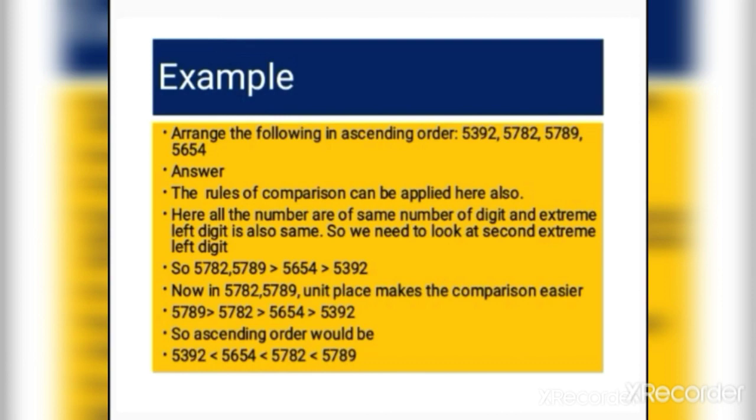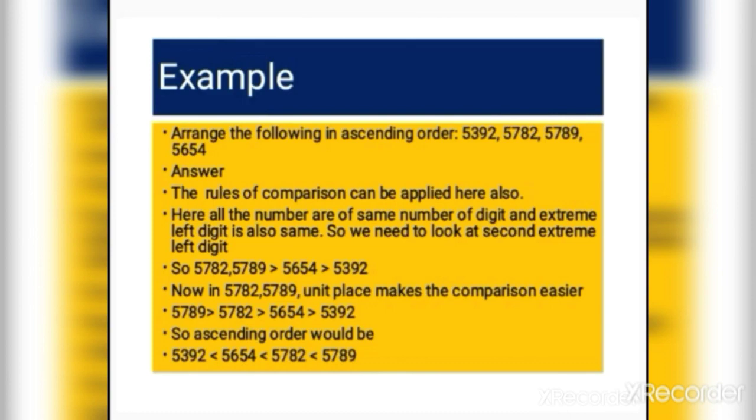Here we have 5782 and 5789. Here the second digit is the same, 7. Then the third number we have is 5654 and 5392. So obviously 5392 is the smallest number in this group. Then the second smallest number is 5654.